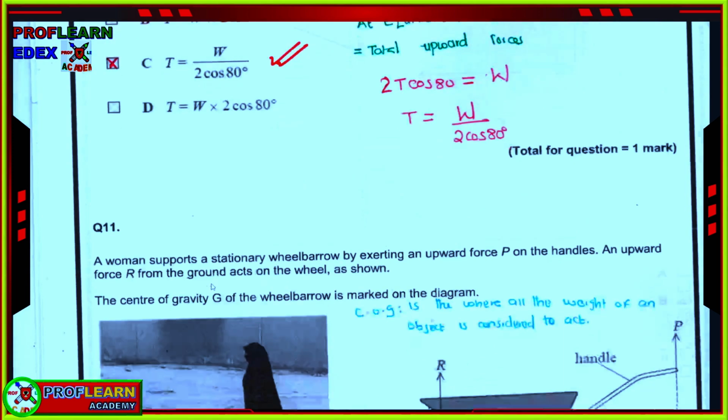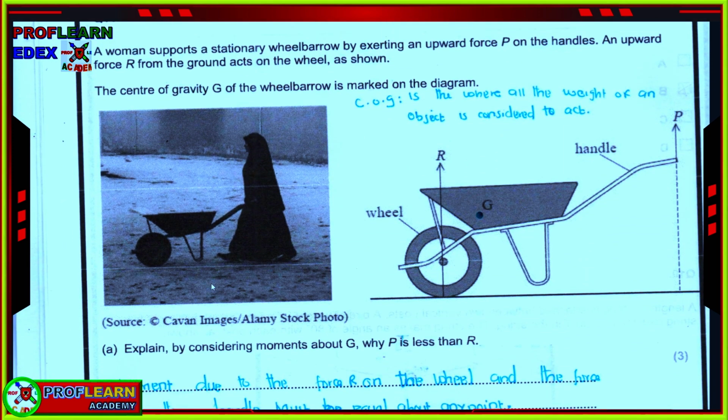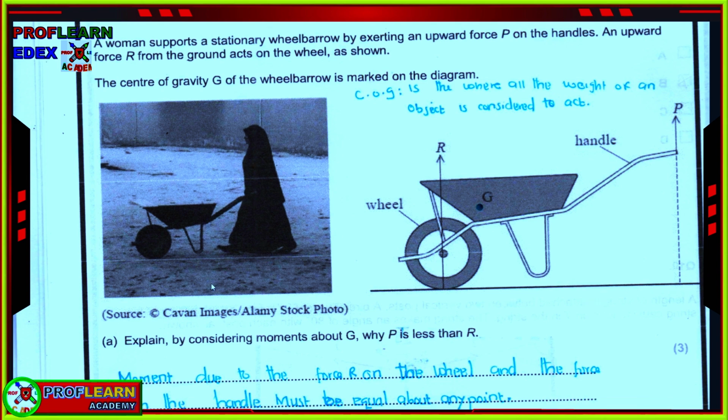Now we have here a woman who supports a stationary wheelbarrow by exerting an upward force. If it's supporting it stationary, balanced and raised at this level, it means downward force is equal to the upward force. Meaning the reaction force R and P, when added together, should be equal to the downward force. And I think this is the weight of the wheelbarrow, but we shall look into that.